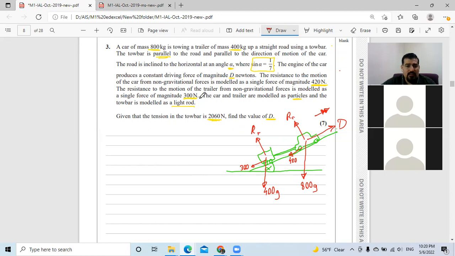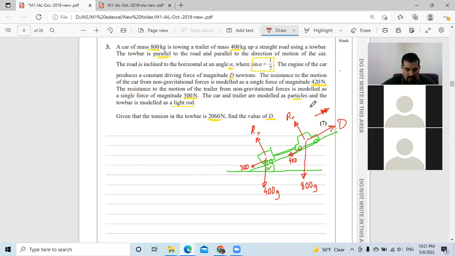They said that the car is moving up the road with the tow bar, in the direction of the motion inclined, producing a constant driving force, D.